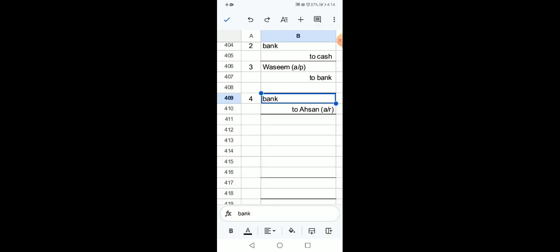Check received directly deposited into the bank: increase in bank, increase in asset, that is why bank is debit. SN was your account receivable. We have received the amount from him, so he is no more our account receivable, no more our asset. Asset is decreased, that is why decrease in asset should be credited. SN's name is on the credit side.